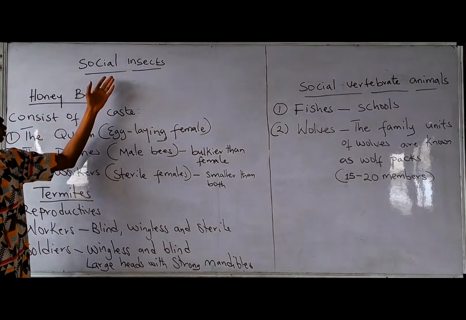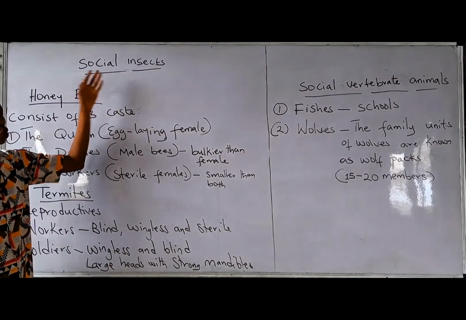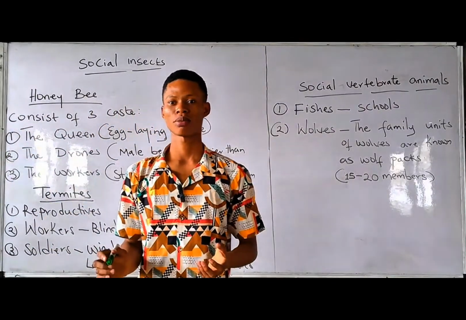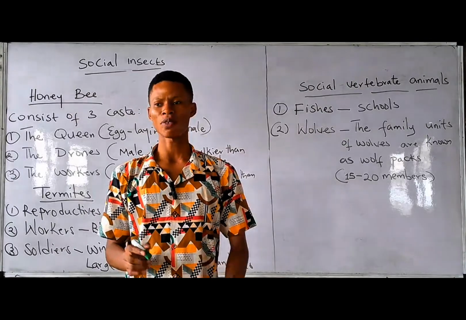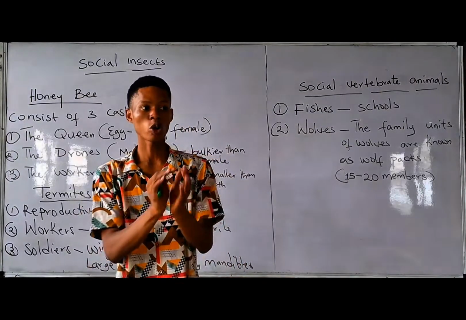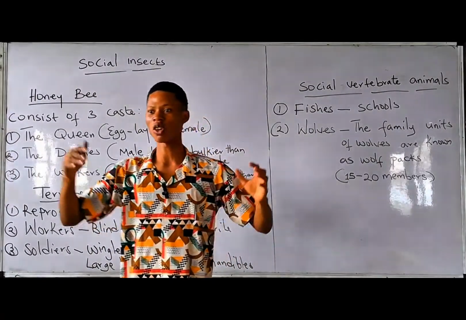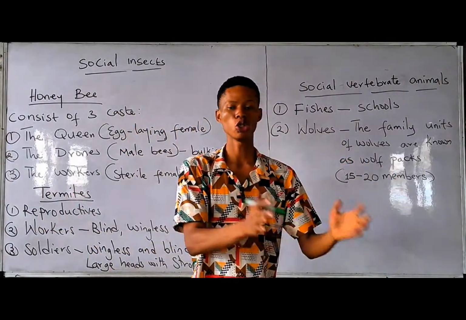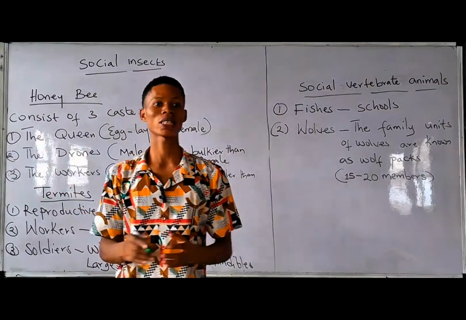Now we'll be talking about the social insects. And when we talk about social insects, if you observe, there are some insects that are always together. There is division of labor. They share responsibilities. You do this one, you do this one, you do this one. There are insects like that.